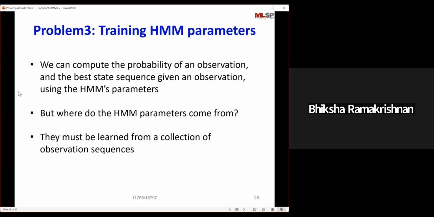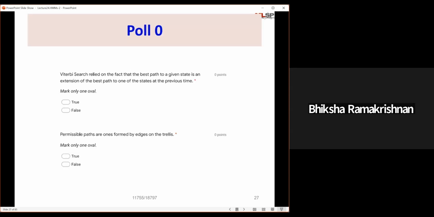Okay. So that's just a quick recap of everything we did in the past lecture. Now let's look at the main problem that we're going to address in today's class. We've already shown that we can compute the probability of an observation and the best state sequence given an observation using the HMM's parameters. But where do the HMM's parameters themselves come from? These must be learned from a collection of observation sequences. By the way, here both answers are true.